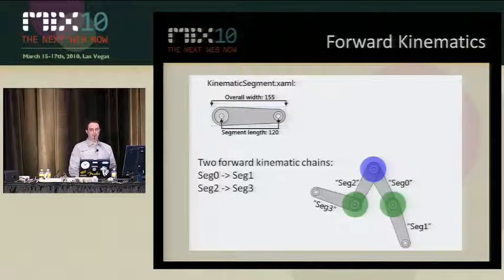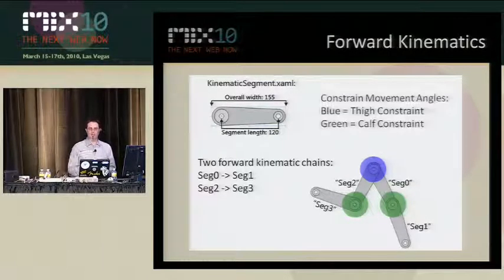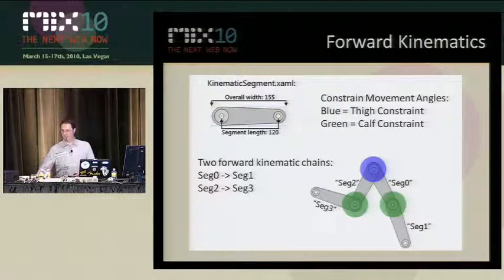What I've got is I've established 2 forward kinematic chains. Segment 0 to segment 1 is one kinematic chain. Segment 2 to segment 3 is another kinematic chain. And when I referred to constraints on the kinematics before, I can constrain my movement angles at different pivot points. The blue ellipse here indicates a thigh constraint. The green indicates a calf constraint. And in this case, the thing to keep in mind here is that the thighs are driving the calves.